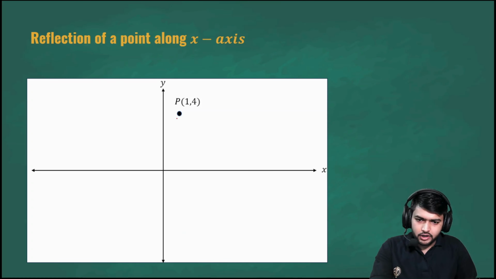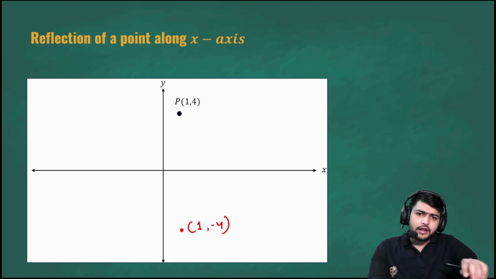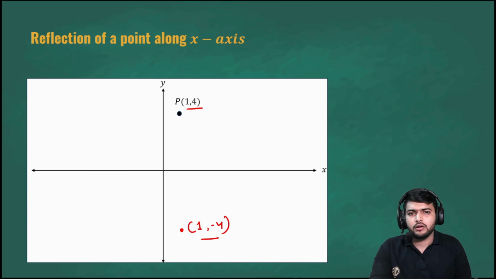Well, if we are reflecting this point along x-axis, the reflection or the mirror image would lie somewhere here. And the coordinates would be 1, -4. Because in the fourth quadrant, x would be positive and y is negative. So 1, -4. What is the change of the reflected point from the original point? In the reflected point, only the sign of y coordinate has changed. So if you are reflecting a point along x-axis, what do you do? You simply change the sign of y coordinate.